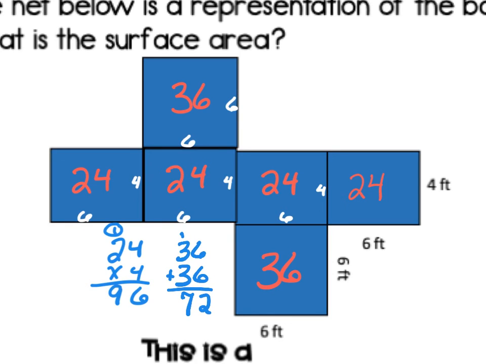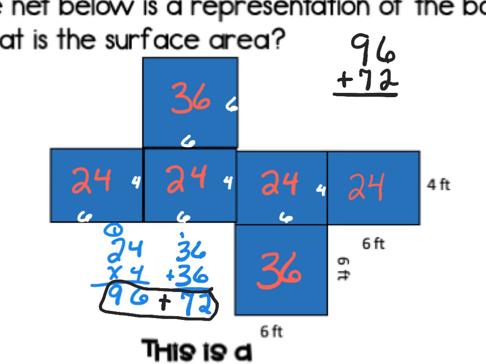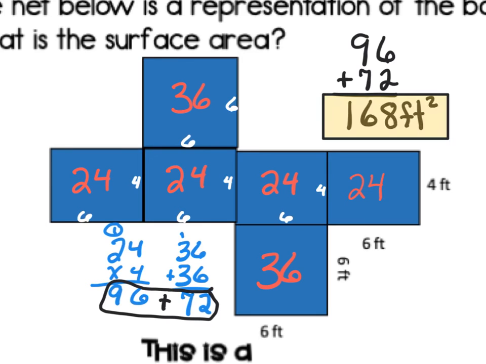And now all I have to do is add 96 plus 72. Let's go ahead and do that right up here. I'm going to go 96 plus 72, and that will give me my grand total. 6 and 2 is going to give me 8. 9 and 7 is going to give me 16. And these are feet, and they are squared. And right there, my friends, is your answer. 168 feet squared. Bam, love it.